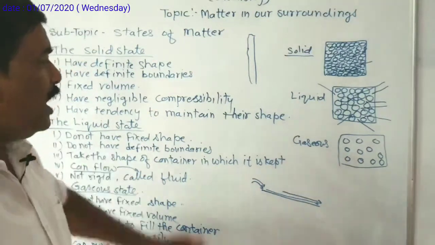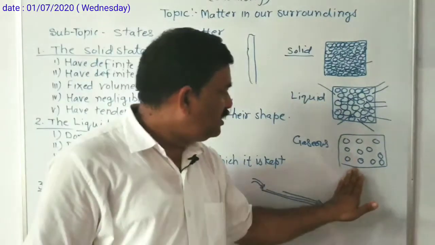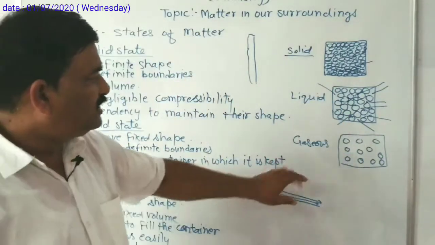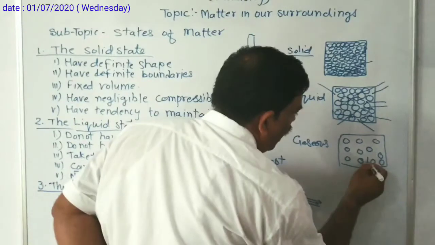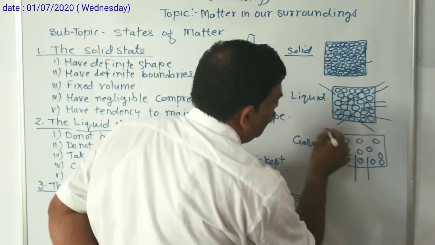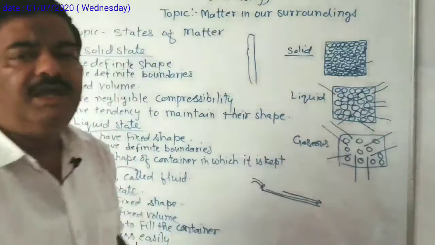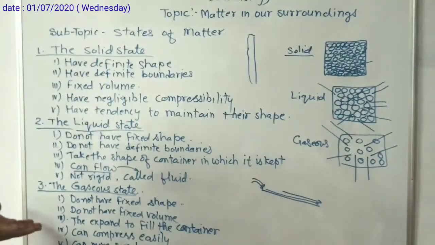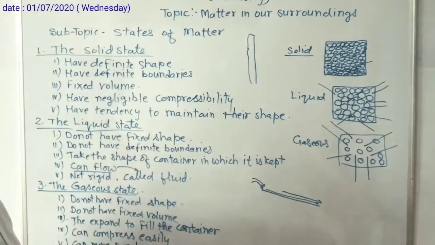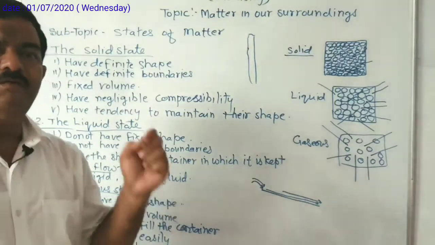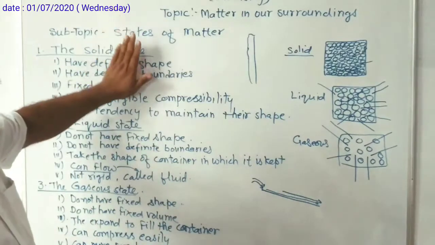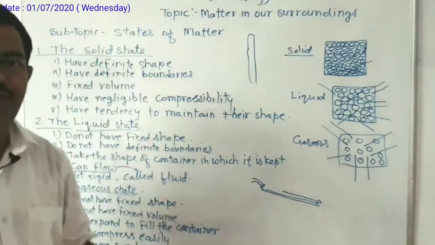And when we see the molecular arrangement of the gas, you can see that there is large space there. So that's why it can flow easily. So it is also known as fluid. The gaseous state is also known as fluid. So this is the subtopic which we have studied in this video.